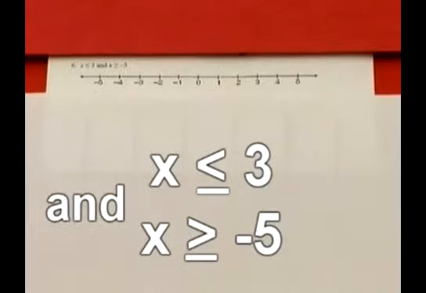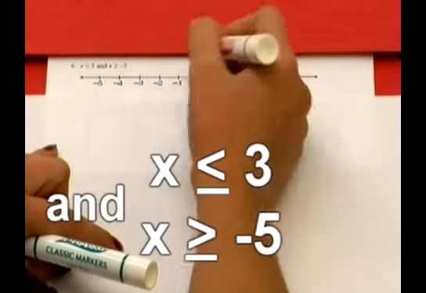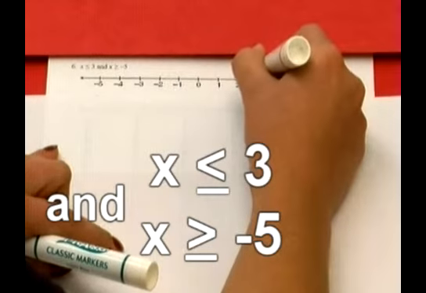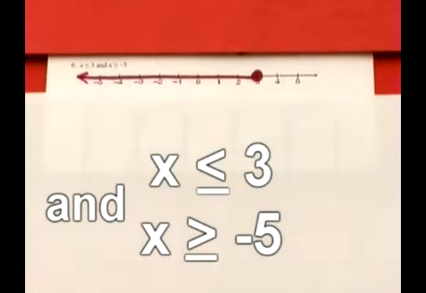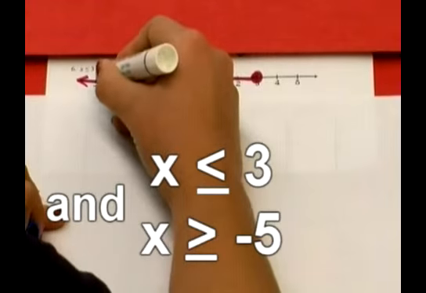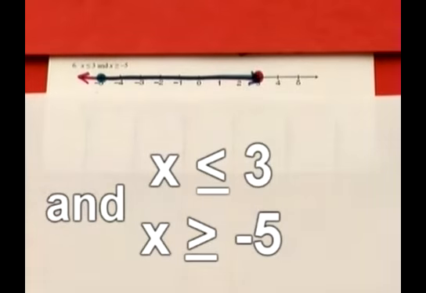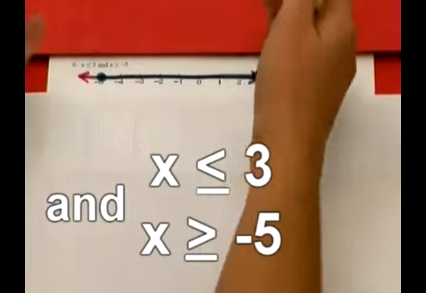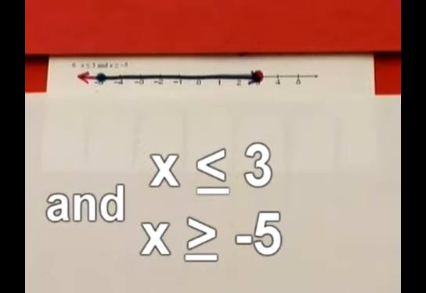For this next graph, we have the system x is less than or equal to 3, and x is greater than or equal to -5. So first we do x are all real numbers less than or equal to 3. And we have that x is greater than or equal to -5. So now, in this one, the solution doesn't go on. The numbers are only those in between -5 and +3.